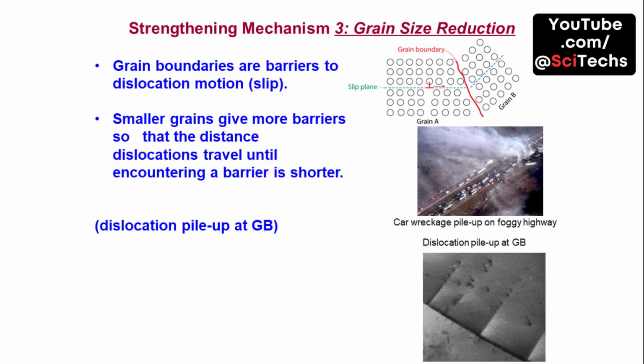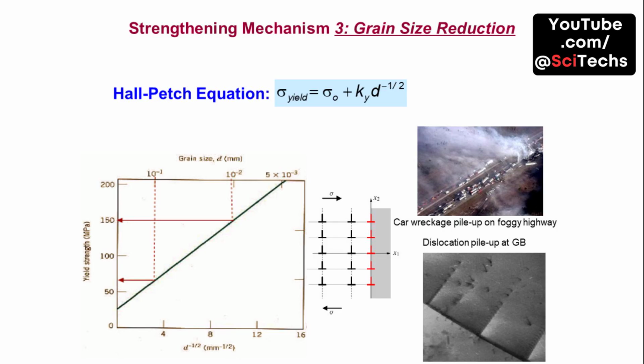Grain boundaries act as barriers to dislocation motion. Smaller grains provide more barriers, shortening the distance dislocations travel before encountering a barrier. The Hall-Petch equation relates yield strength to grain size. Smaller grains result in higher yield strength, demonstrating the importance of grain size in metal strengthening.